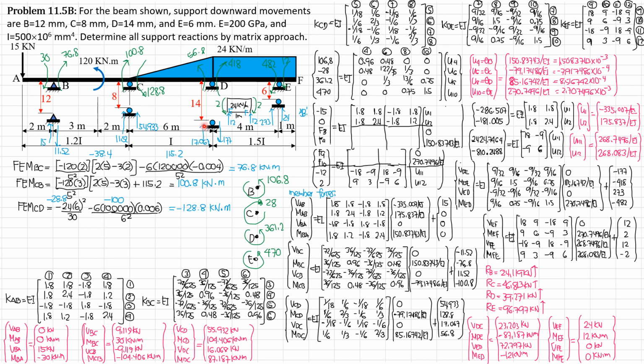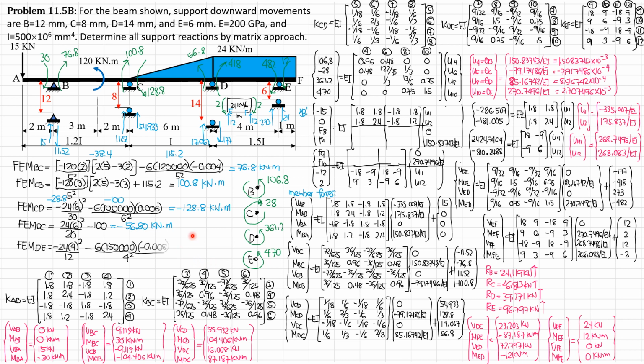Fixed moment DC is due to the load positive here at the right, so wL square over 20, then minus 100, which does not change for sideway moment. That would be negative 56.8, so it is counterclockwise as shown, 56.8.